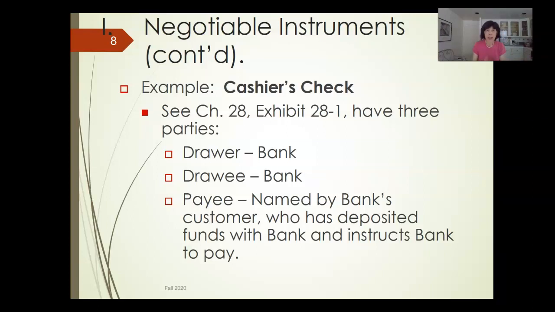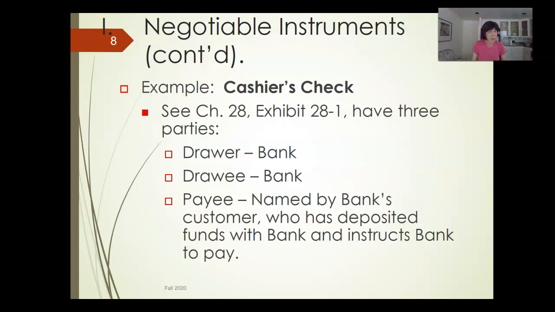So the payee will be identified by the bank's customer who has come in to purchase the cashier's check. The customer has come in and deposited money with the bank. So the bank has these funds, and the bank then will create a cashier's check to draw upon those funds that they're holding. And then the customer fills in the name of the payee, tells the bank whom to make the cashier's check payable to.